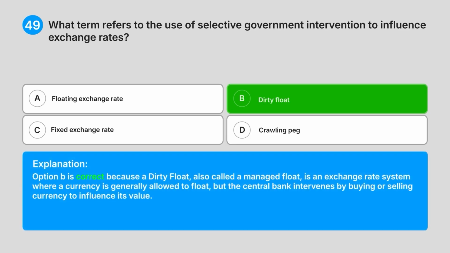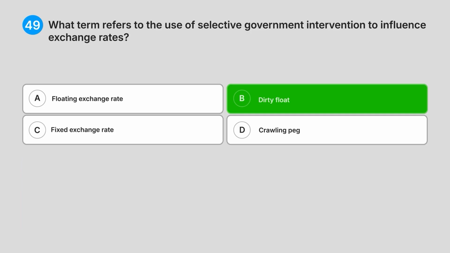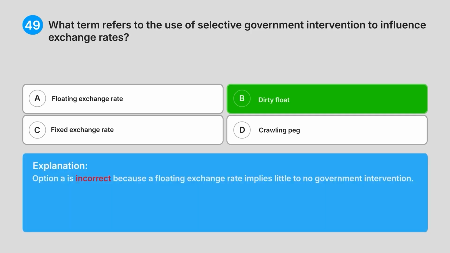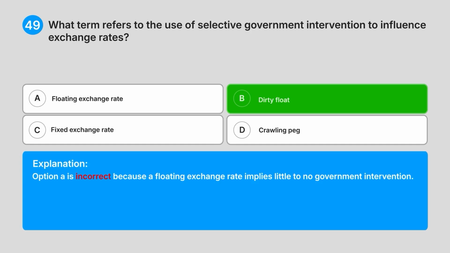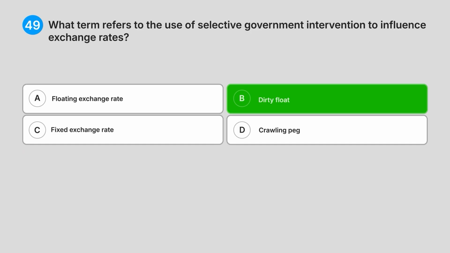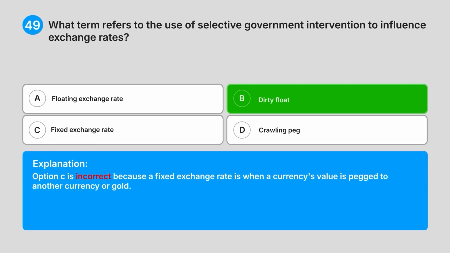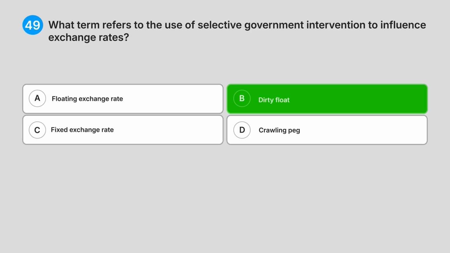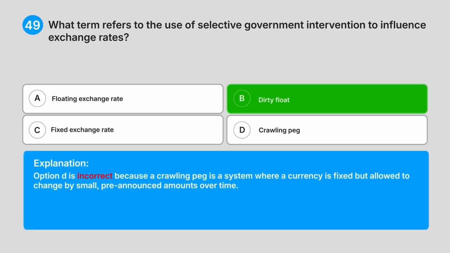Explanation: option B is correct because a dirty float, also called a managed float, is an exchange rate system where a currency is generally allowed to float, but the central bank intervenes by buying or selling currency to influence its value. Option A is incorrect because a floating exchange rate implies little to no government intervention. Option C is incorrect because a fixed exchange rate is when a currency's value is pegged to another currency or gold. Option D is incorrect because a crawling peg is a system where a currency is fixed but allowed to change by small, pre-announced amounts over time.